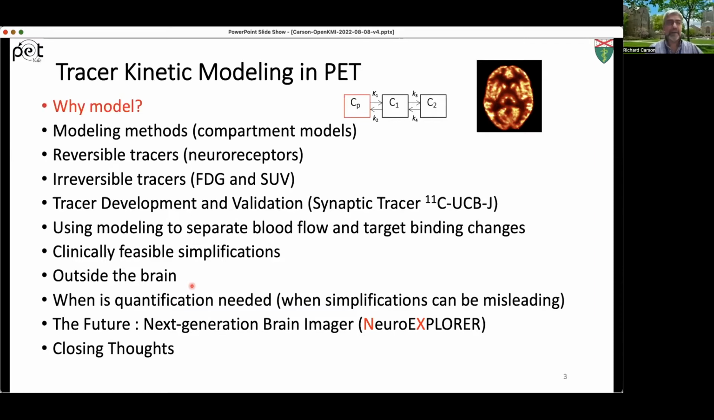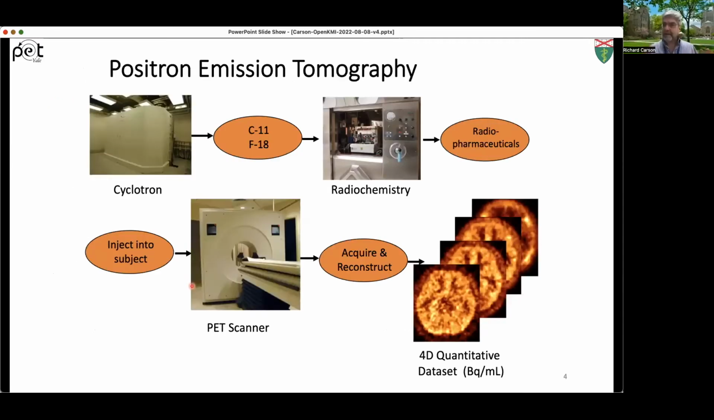So first, maybe why model? And of course, just to be sure we're all on the same page, we're talking here about cyclotron producing isotopes, handing it to our radiochemist to produce a radiopharmaceutical, which we inject in a subject, and usually for the purpose of a PET modeling study, collecting dynamic data over time, 4D data in ideally calibrated units, becquerels per ml.